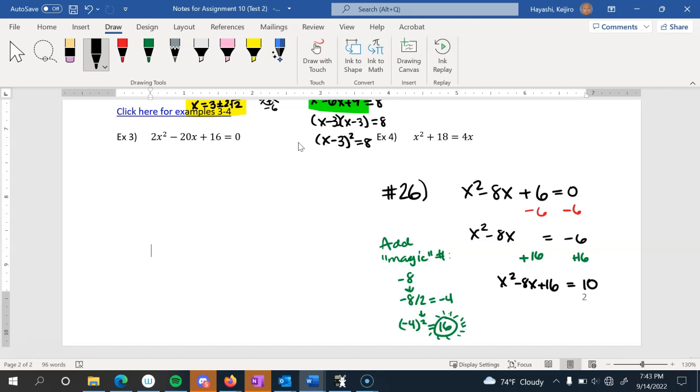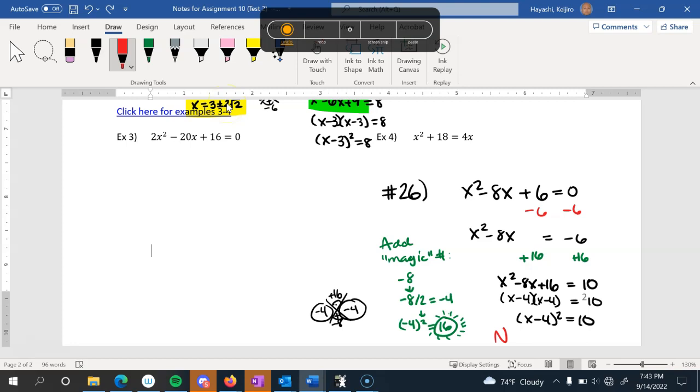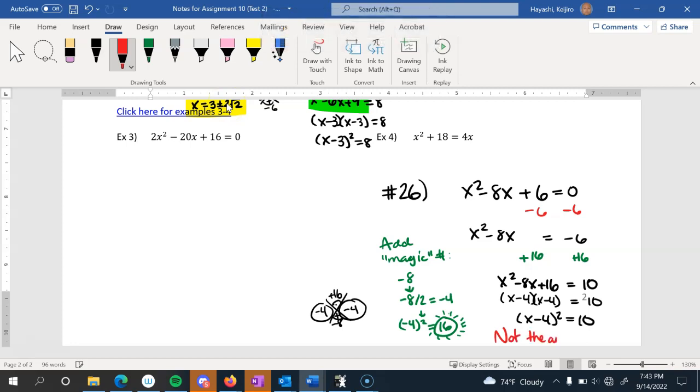If you factor this, two numbers that multiply to 16 and add up to negative 8, that's negative 4 and negative 4. And they're always going to be the same number with this, because the whole point is to write this as a binomial squared. And you can't write a binomial squared if they're not the same binomial. So this is not the answer, but you can solve it from here with the square root property.